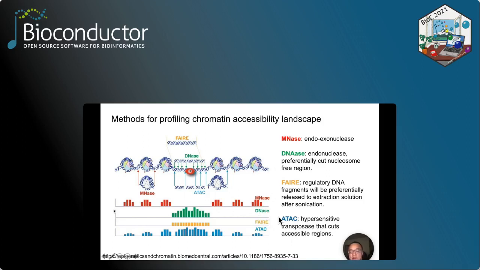ATAC-seq, on the other hand, is a relatively new technology. It leverages a hypersensitive transposase called Tn5 to cut at the open chromatin region. Because ATAC-seq requires less material and the preparation time is much shorter compared to the other experiments, more researchers have been switching to ATAC-seq over the years.